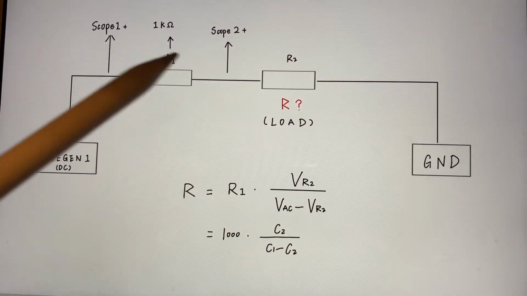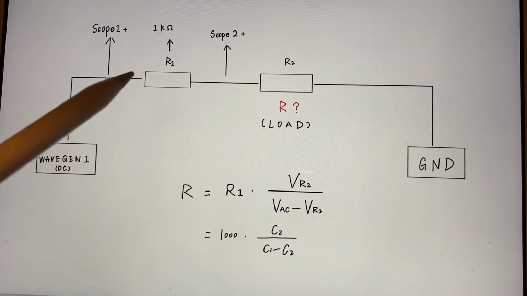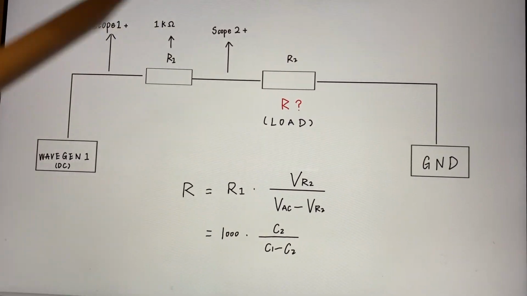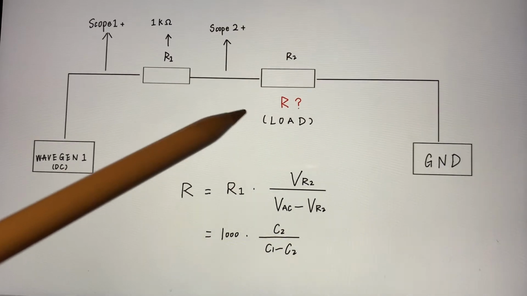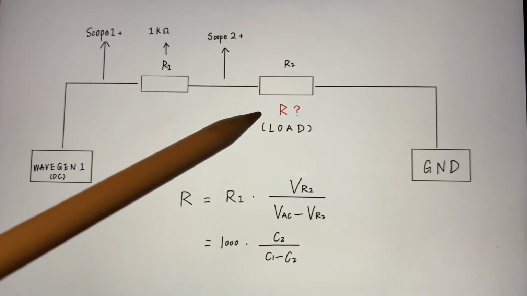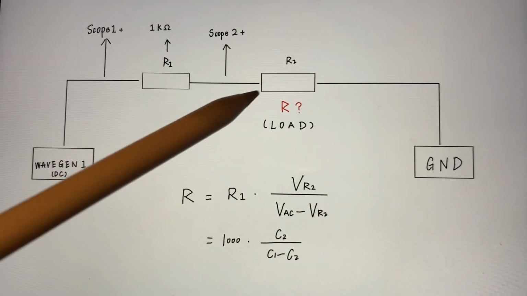We also have two resistors here. The first one is R1, which has a value of 1000 ohms. And the second one, R2, should be our load resistance. And this is the impedance we want to measure.